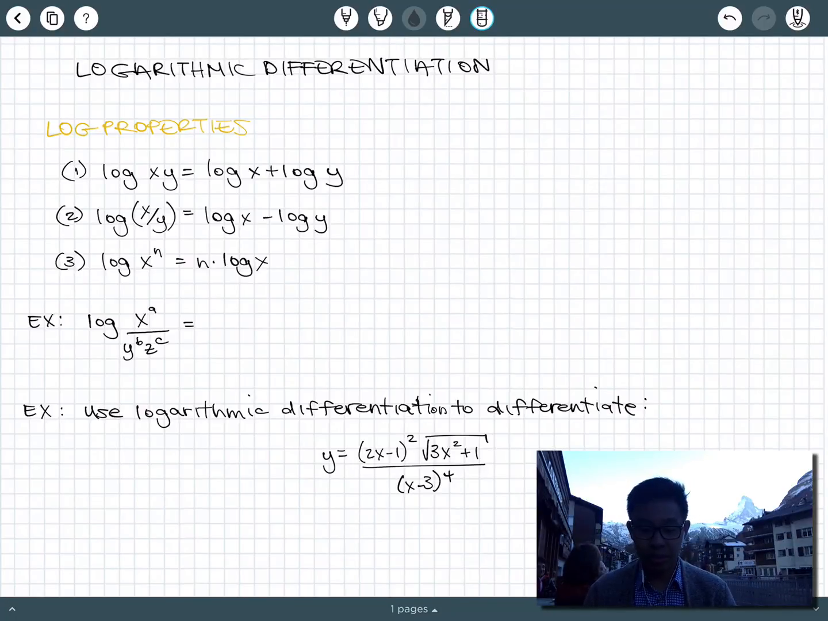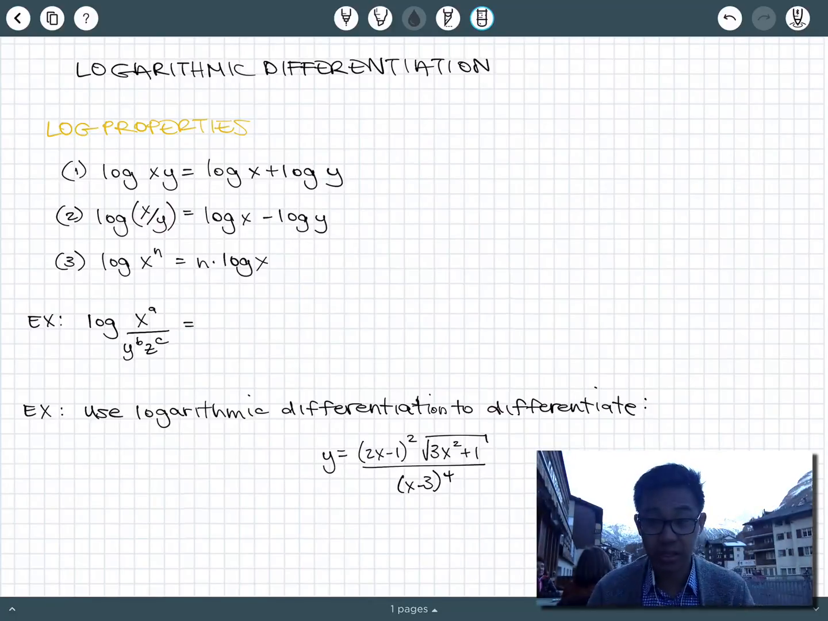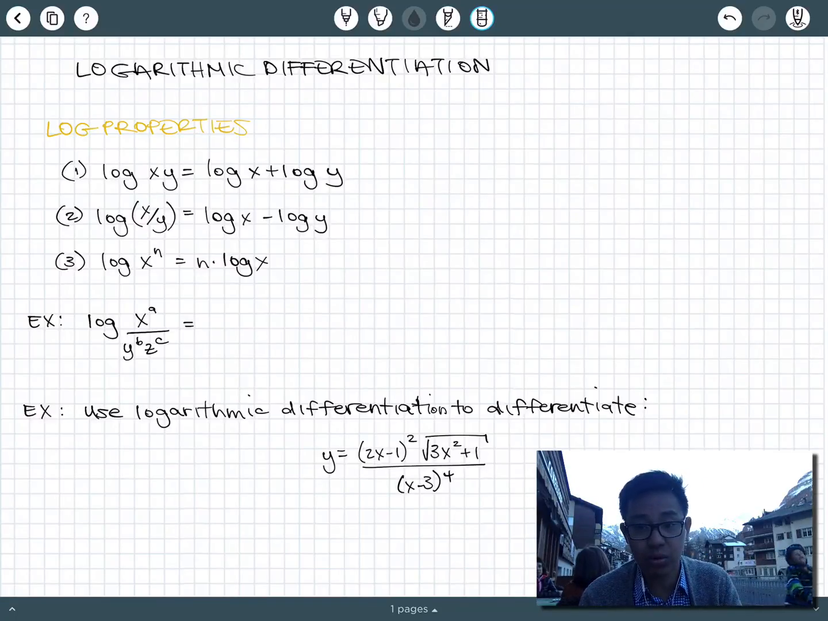But anyway, let's go over logarithmic differentiation. We'll start by reviewing three of the most important log properties, which are the law of products, the law of quotients, and the law of powers. The law of products says that if you are taking the log of a product, then you can split it up as the sum of the individual logs.